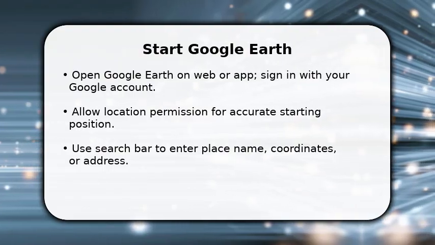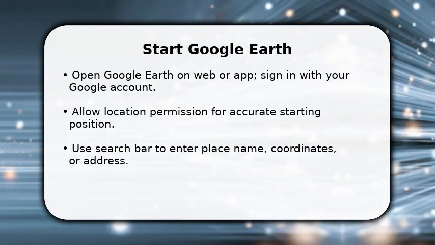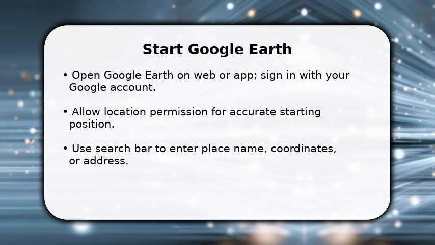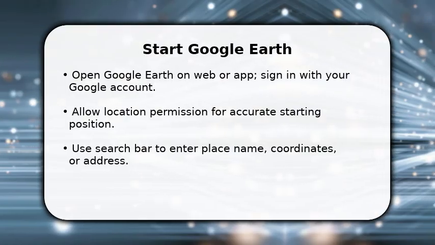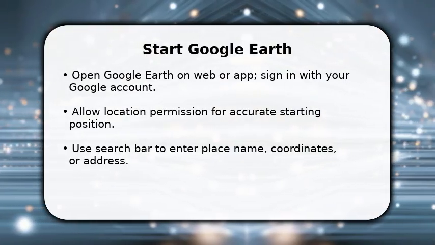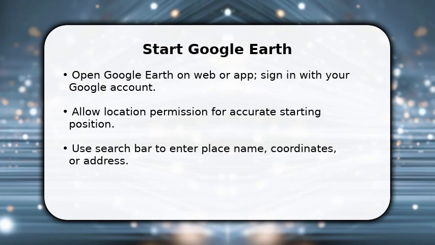In the search field, type a place name, full address, or latitude, longitude pair, and press enter. This immediately teleports you to the target location so you can start exploring imagery and terrain without extra navigation. It's faster than panning manually.